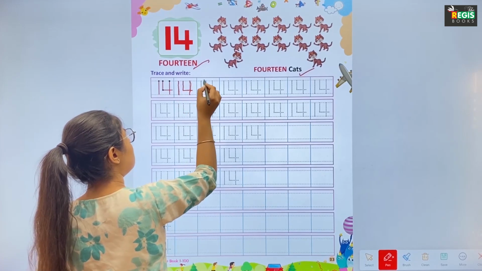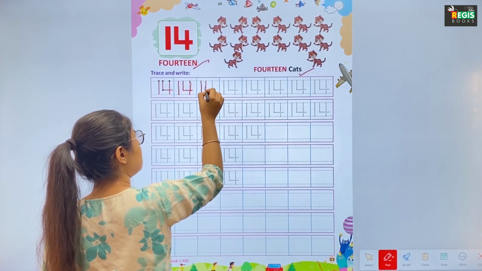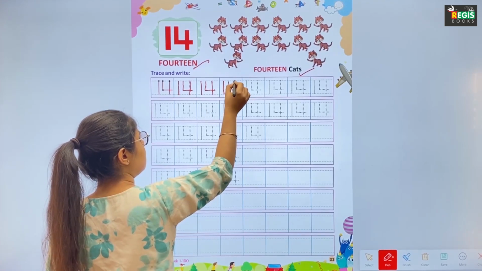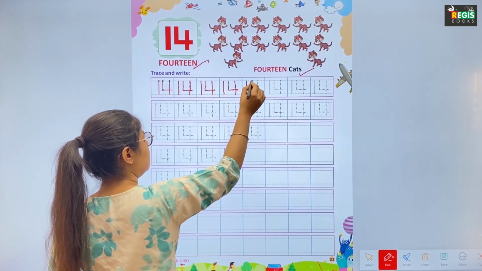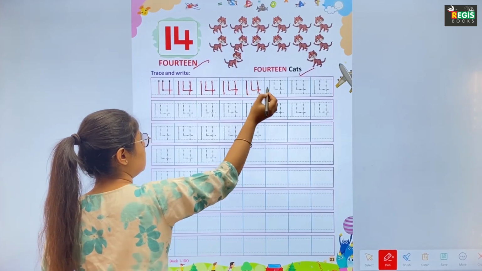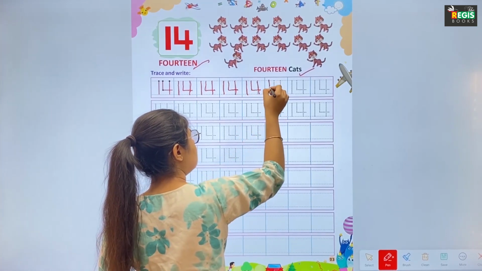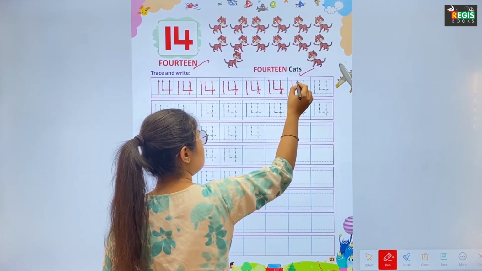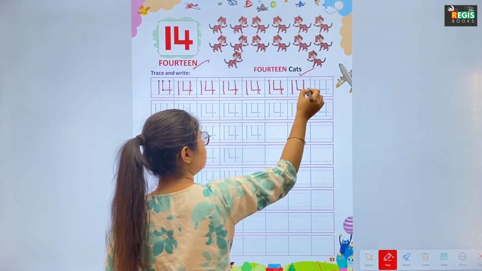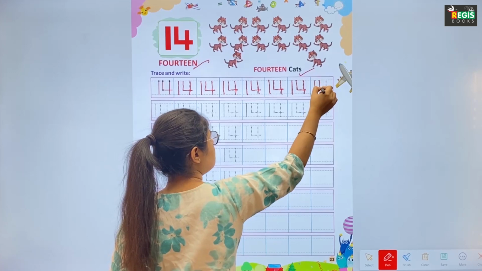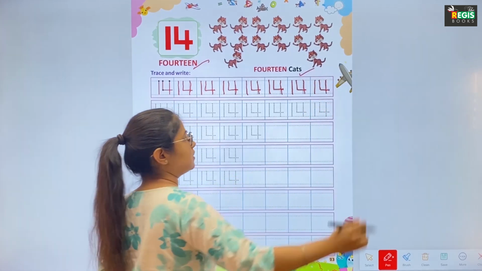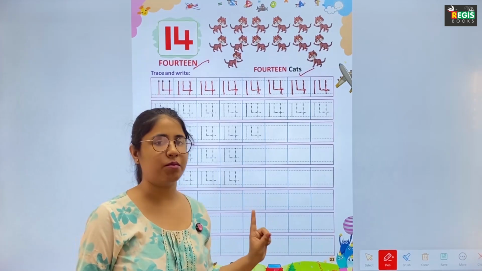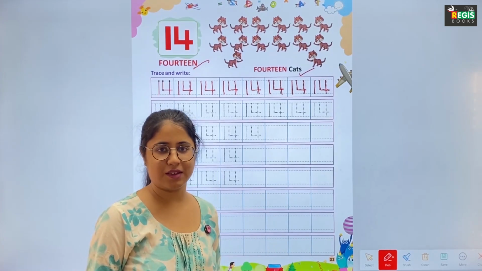1 4 14. 1 4. 1 4 14. एंड किड्स सिमिलरली आप रेस्ट ऑफ द बॉक्सेस में नंबर 14 लिखकर प्रैक्टिस करोगे.